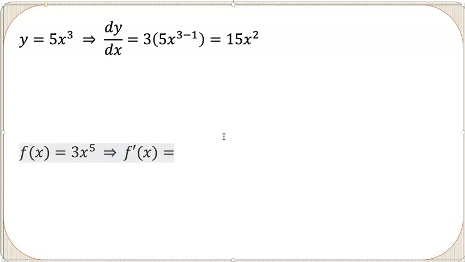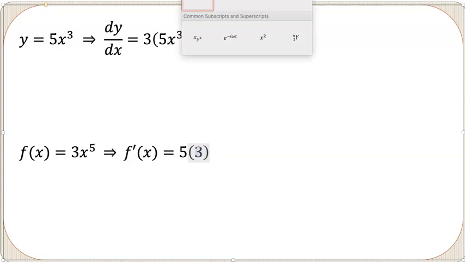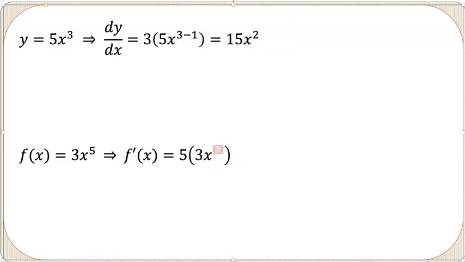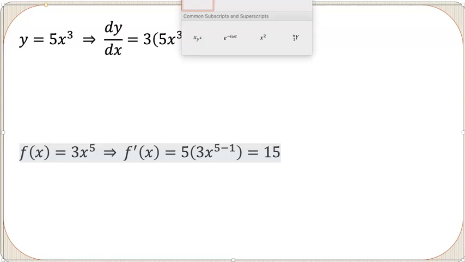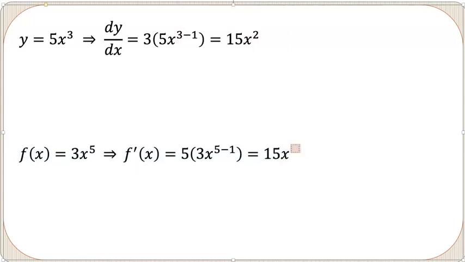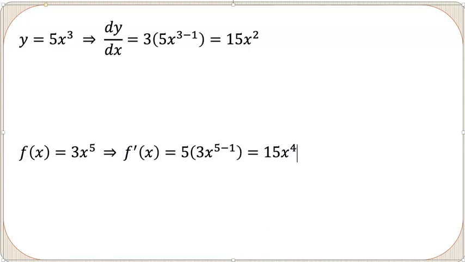Right? For this next one, same principle. The power is 5, so we bring 5 to the front, and we use it to multiply by everything else. So in brackets we have 3x to the power of 5 minus 1. Subtract 1 from the power. Right? And that gives us 15x to the power 4. Right? So 5 multiplied by 3, 15. Subtract 1 from the power, we have 4. Right? Really not bad.